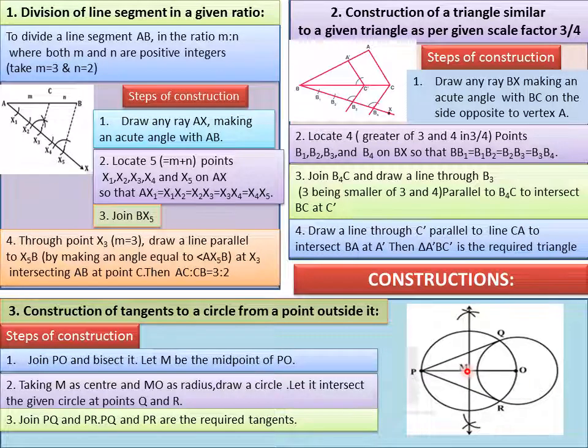Now at M, take the compass and with the measurement of PM as the radius, draw another circle here. The circle is drawn here. This circle touches the given circle at Q and R. Now PQ and PR are joined, and these two are nothing but the two tangents drawn from point P. PQ and PR are the required tangents to the given circle. So this is the procedure for the construction of a tangent to a circle from a point outside it.